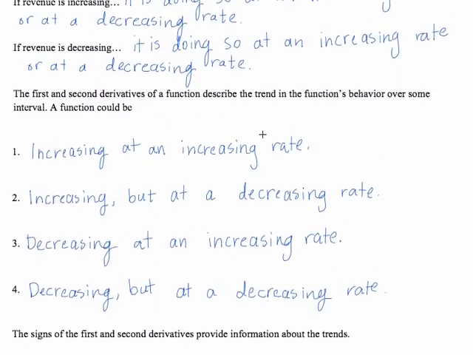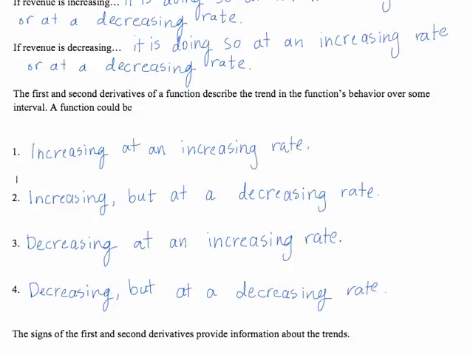The first and second derivatives of a function describe the trend in the function's behavior over some interval. So a function could be increasing but at an increasing rate, increasing but at a decreasing rate, decreasing at an increasing rate, or decreasing at a decreasing rate, right? And this is just a little bit more general. I'm not considering revenue right now. I'm just talking about a general function. And how do you tell? Well, the signs, S-I-G-N-S, of the first and second derivatives tell us which of these cases we're in.